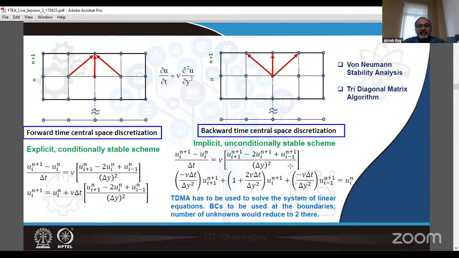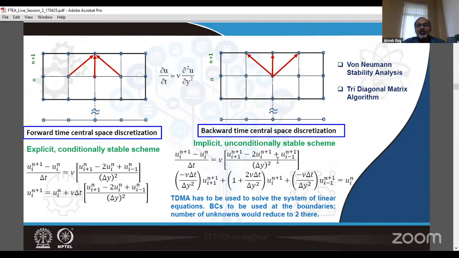And as I said earlier, we are looking for simultaneous solution at multiple points. Therefore, the second order spatial derivative here, which is centrally discretized, is being obtained at the n plus 1th time level instead of n. If it was n, then it would have been an explicit discretization. Now, having said that, this equation cannot be solved on its own.